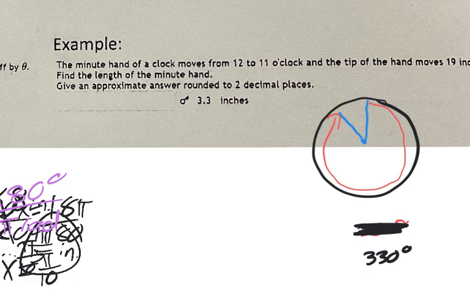Now I can't do math with degrees, so I'm going to have to convert this to radians. What's 330 degrees in radians? This is one that eventually you'll have memorized, hopefully. If not, you can convert it. Remember how to convert it. We just did that. That's 11 pi over 6.